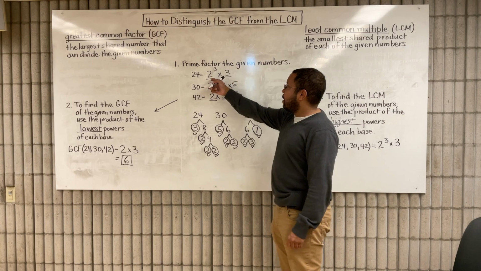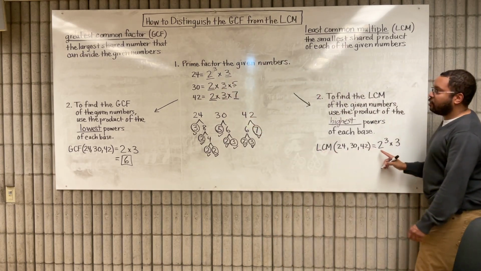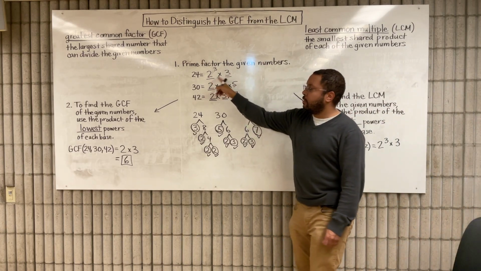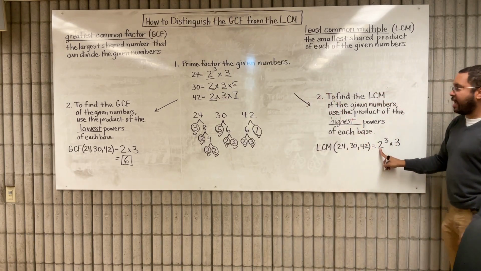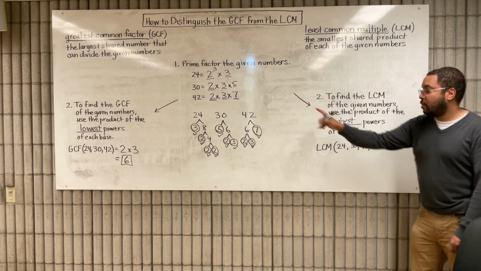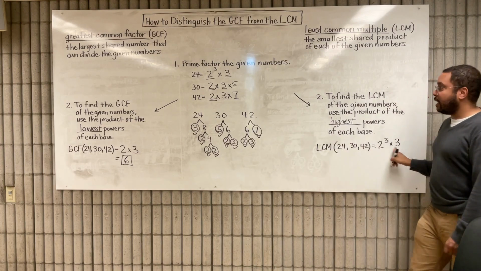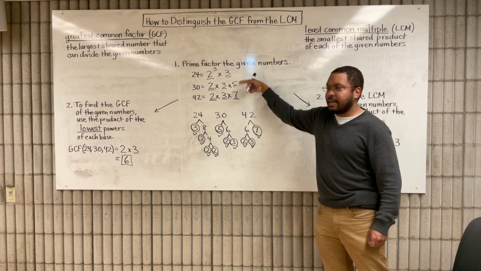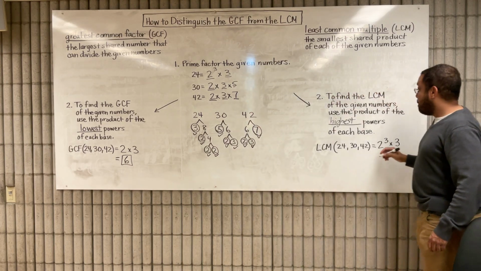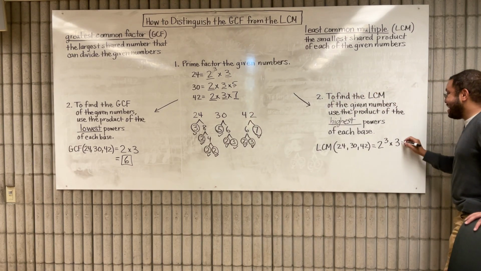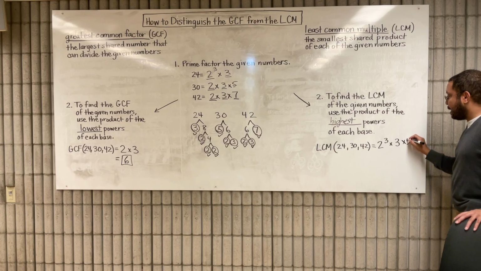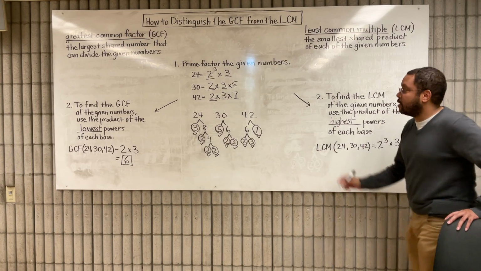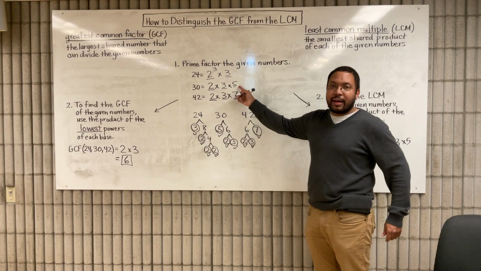Now, do we have what we need to make up 30? We have at least a 2. We have at least a 3, but we don't have this 5 right here. Are there any other 5s in any of the factorizations? No. But in order to be a multiple of 30, I need a factor of 5. So I'm going to multiply by 5 to the first, because that's the highest power of base 5 that's here in all of them.